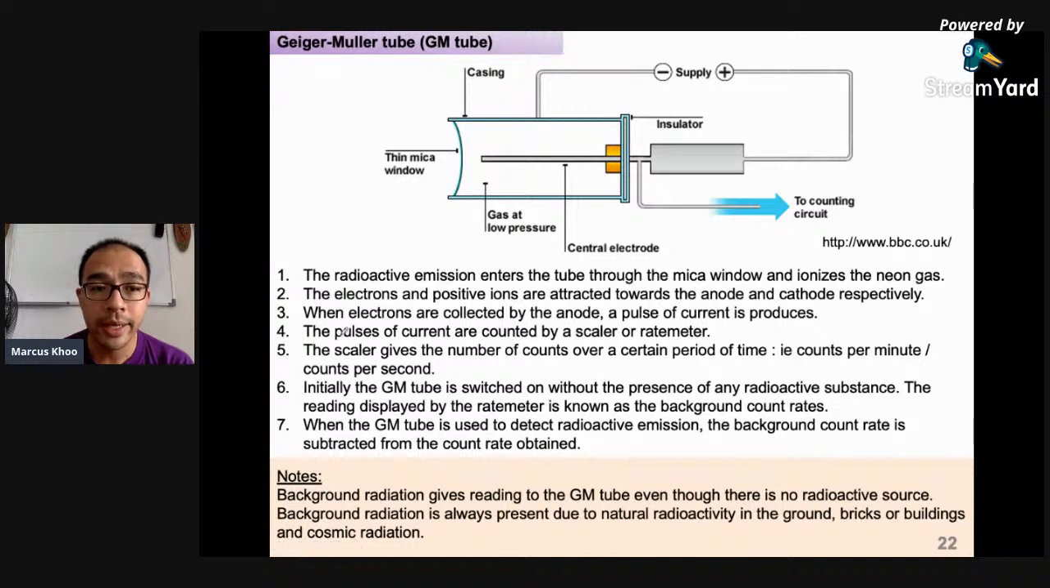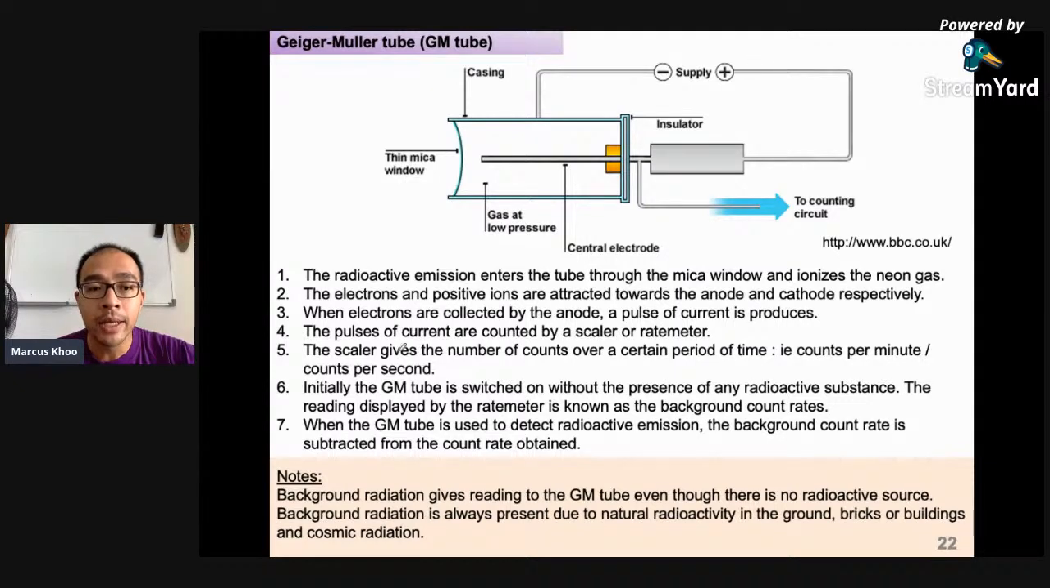The electrons and positive ions are attracted towards the anode and cathode respectively. We have talked about this. The electrons will be attracted to the positive terminal, and the positive ions, which is the helium, will be attracted to the negative terminal. When the electrons are collected by the anode, which is here, a pulse of current is produced. The pulse of current is counted by a scaler or rate meter.